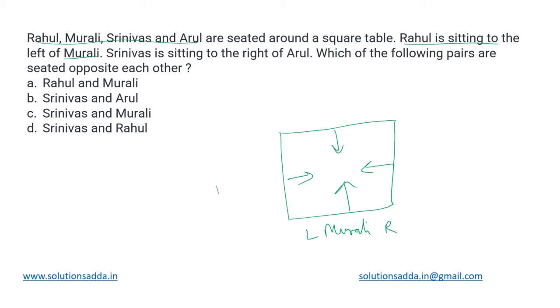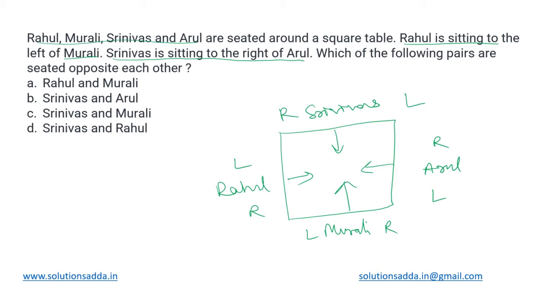Rahul is to the left of Murli. So Rahul will be over here. And for Rahul, this will be right, this will be left. Now, Srinivas is sitting to the right of Arul. Now, if we make Arul sit over here, then for him, since he is facing inside, this will be the right and this will be left. So, for Arul, towards the right, there is Srinivas. So, Srinivas would be over here.